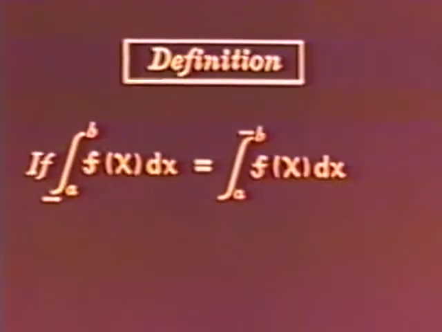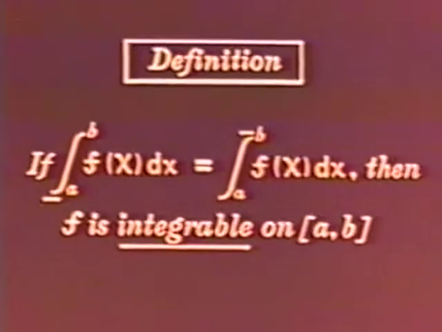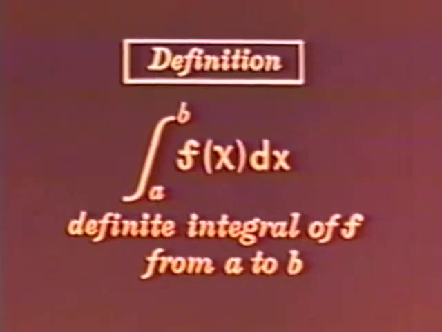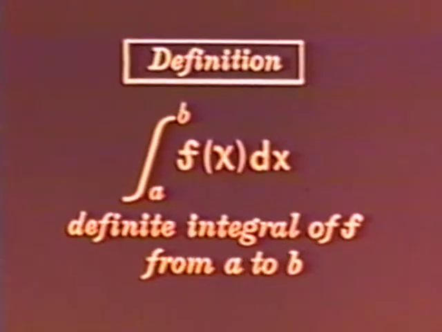If the upper and lower integrals are equal, then we say that the function f is integrable on AB. In this case, the common value of the upper and lower integrals is denoted by this symbol and is called the definite integral of f from A to B. Not all bounded functions are integrable. However, the integral does exist for most of the functions which we have the occasion to consider.